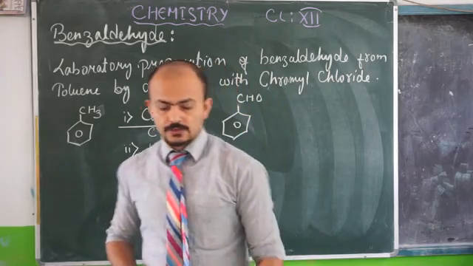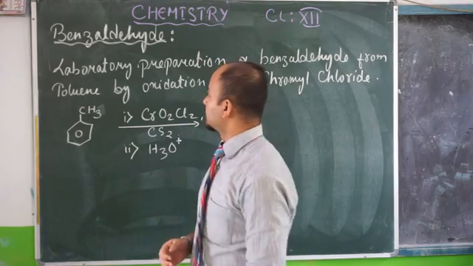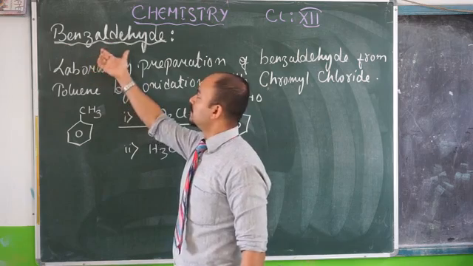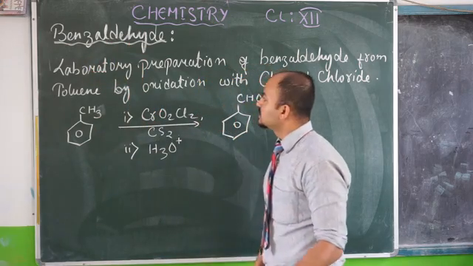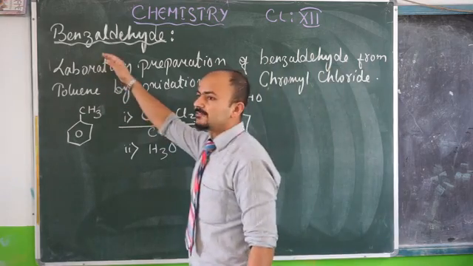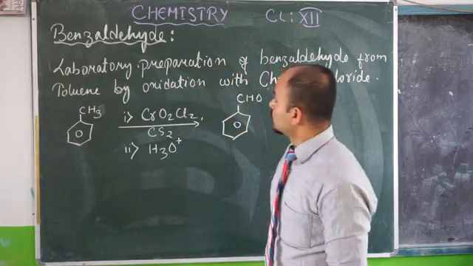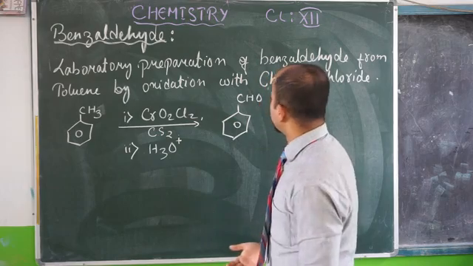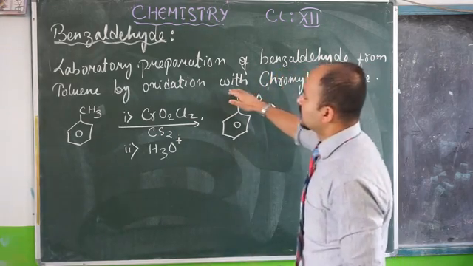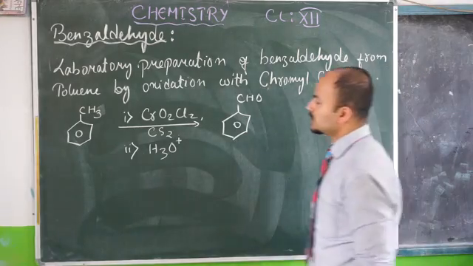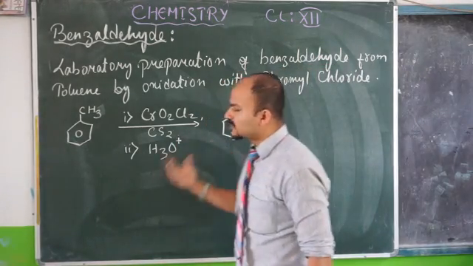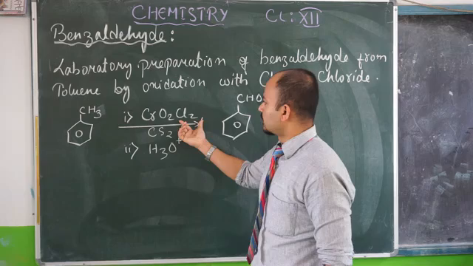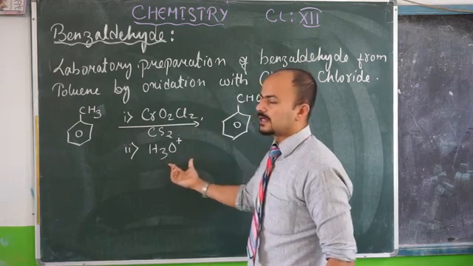Hello everyone. Today's discussion is for class 12 and the topic is aromatic aldehyde and in particular benzaldehyde. First we will be discussing the laboratory preparation of benzaldehyde. Benzaldehyde can be obtained in the lab from toluene by oxidizing it with chromyl chloride, and in the second step we are going to hydrolyze it.